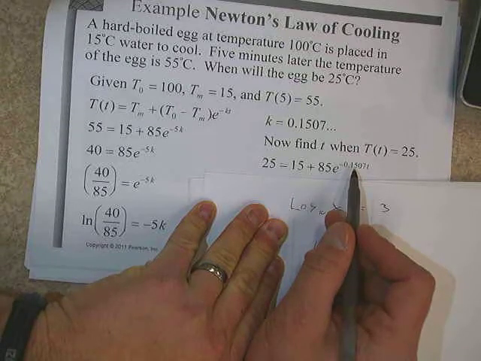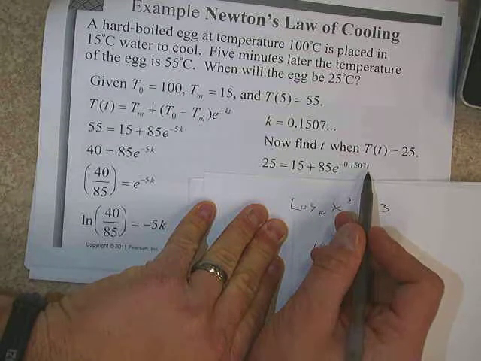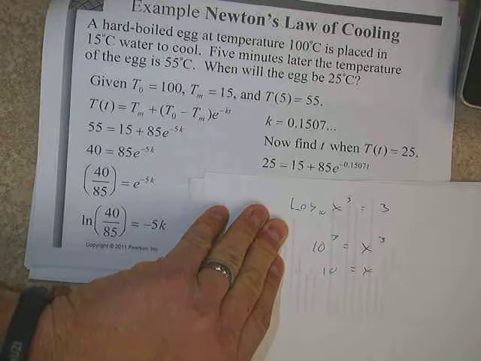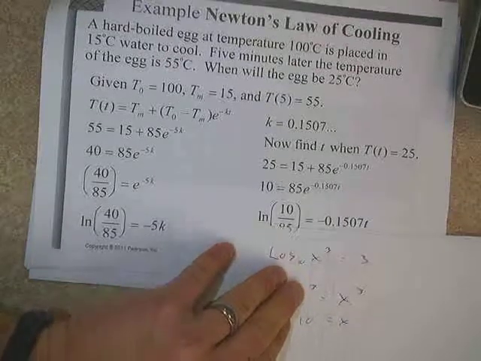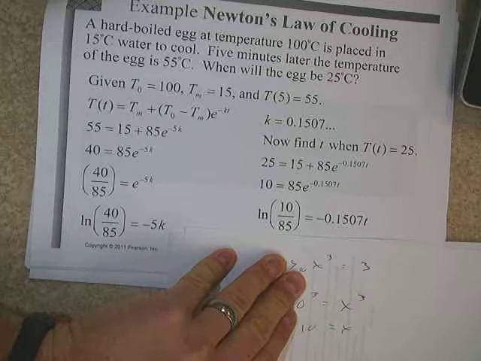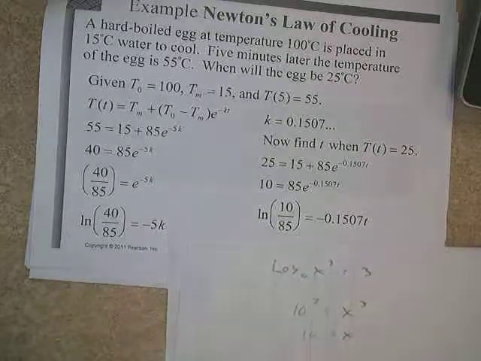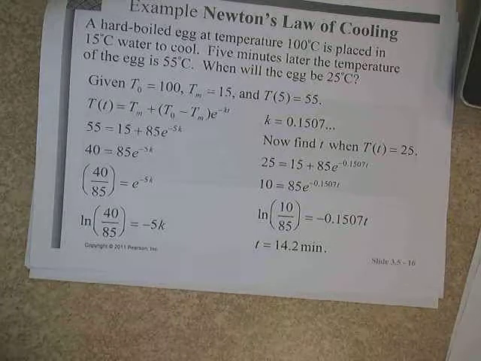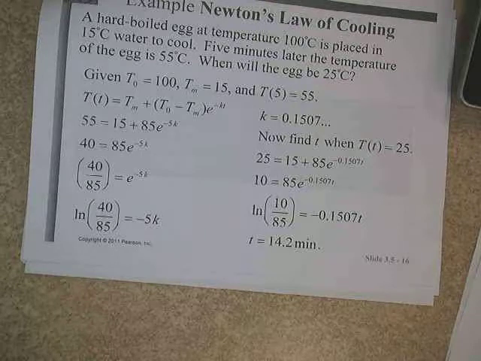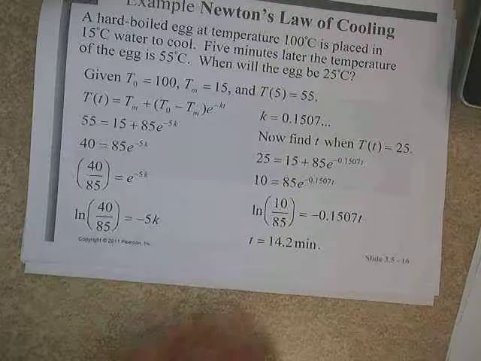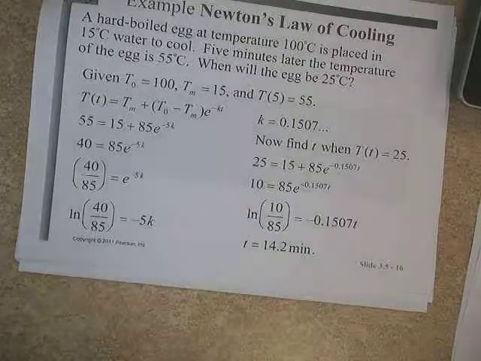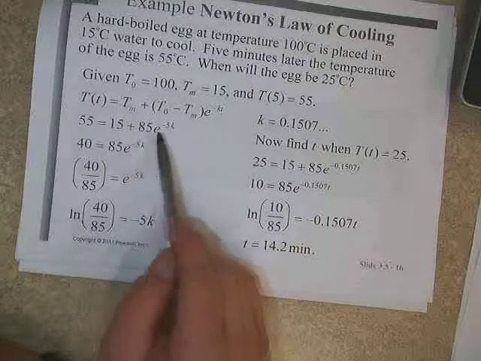With that said, now we can rewrite the equation and start over again. This is the technique here. We're going to put the other numbers in there. Now we want to know when it goes from 85 to 25 in a 15-degree situation. This time we know K, so the variable we're going to find is t. The solving part is going to be exactly the same as what we just did. We'll get the e part alone, then take the natural log of both sides, and then divide by the negative 0.1507. And we get an answer of 14.2 minutes.